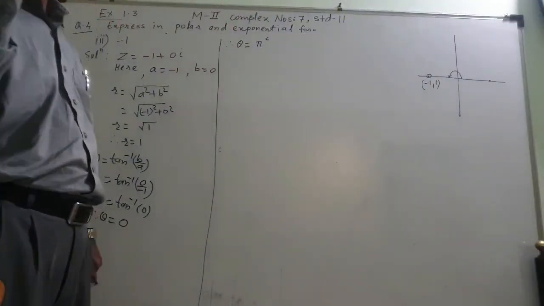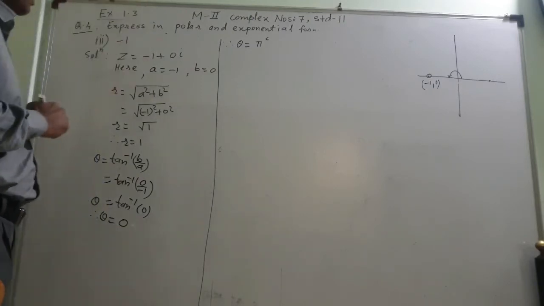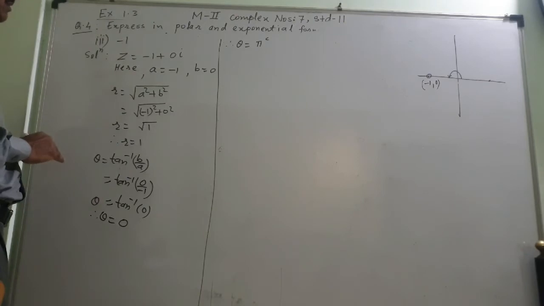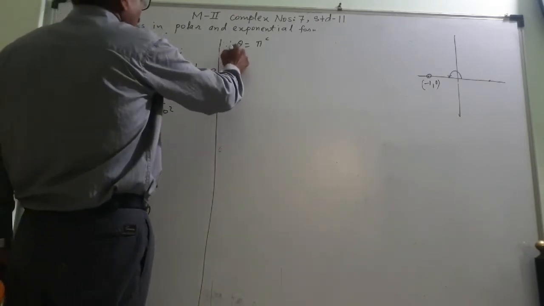So I have taken the three heads: sine, cos and tan. Now I want the polar form.